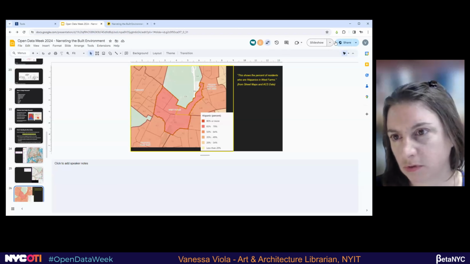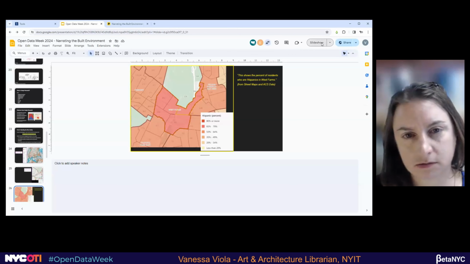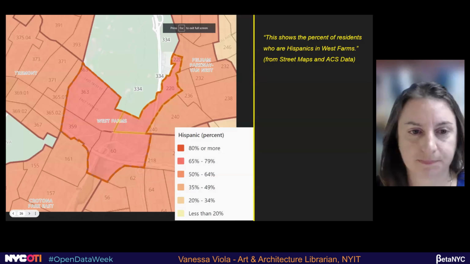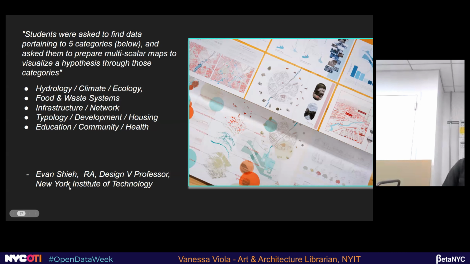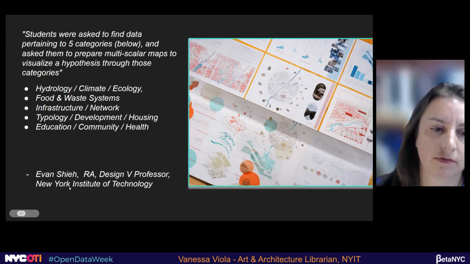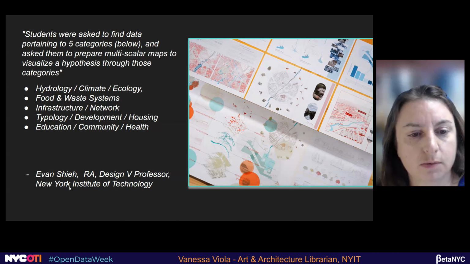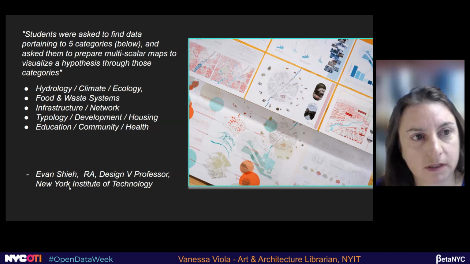So just to make sure you can all see my screen, right? So you're all seeing my slides. Right? Okay. So here's an example. Professor Evan Shees, he's a registered architect. He was the Design 5 professor for this class.